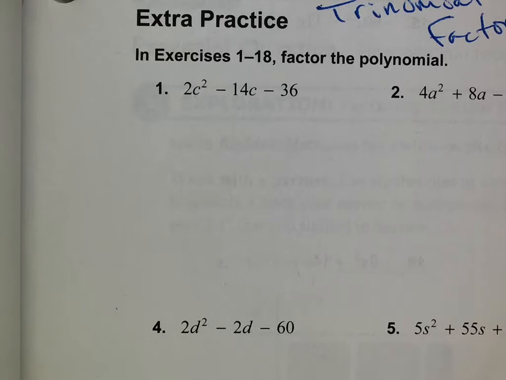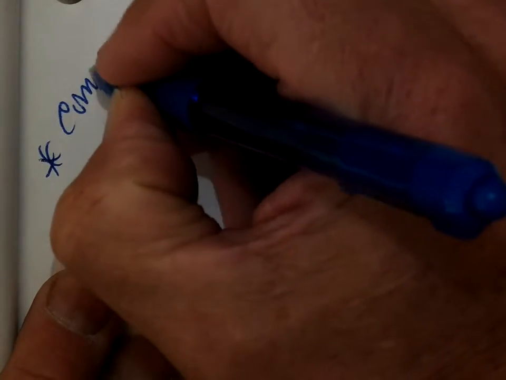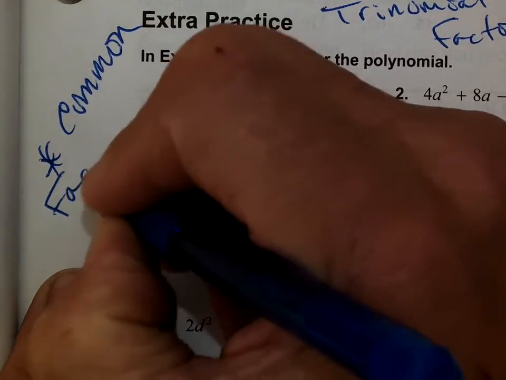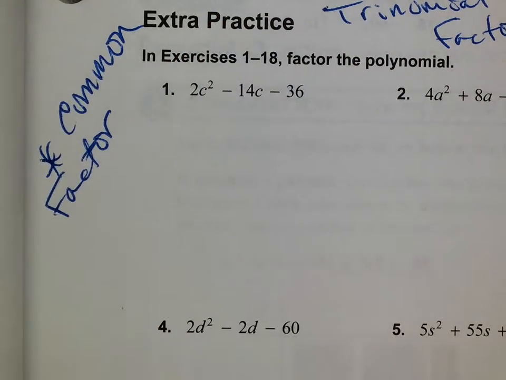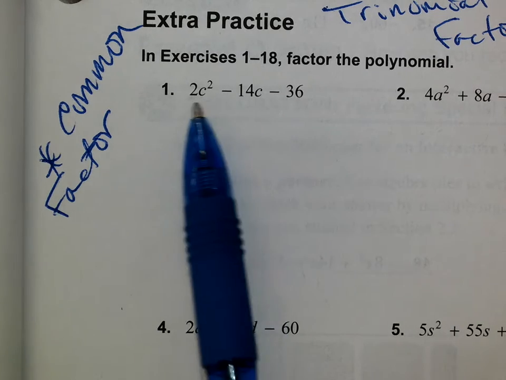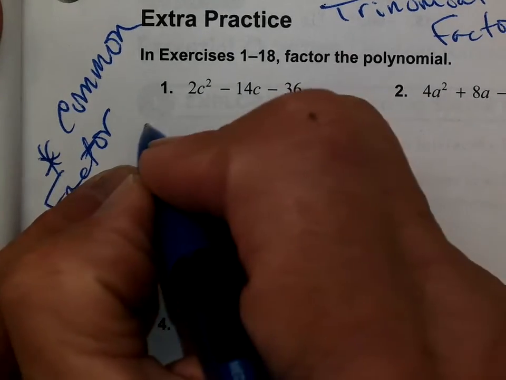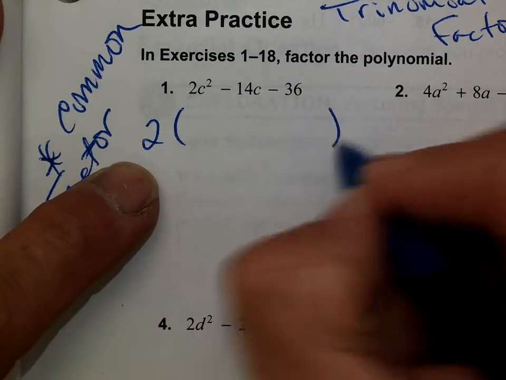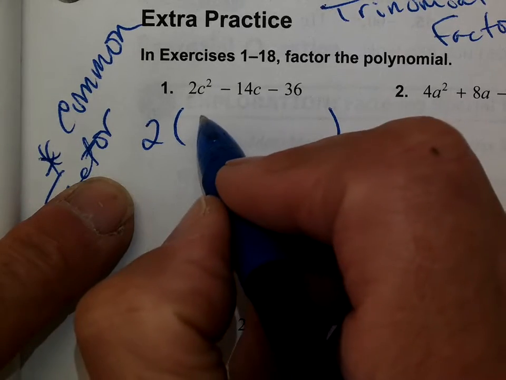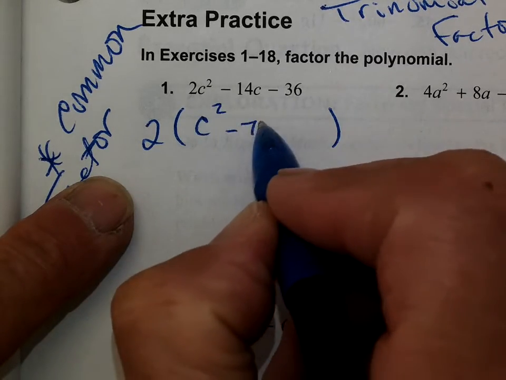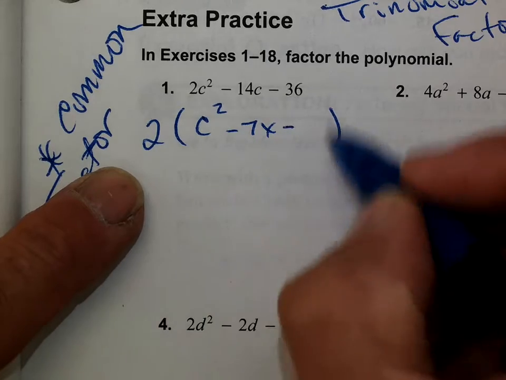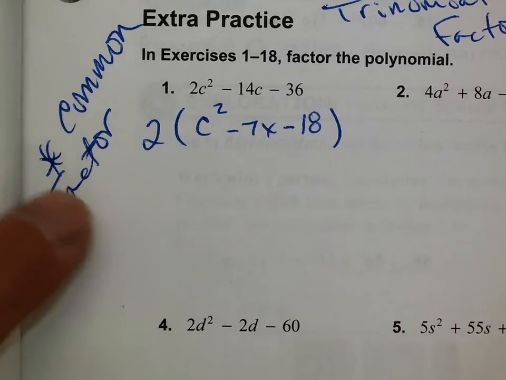So if I take a look at number 1, before you do anything, if you can common factor, always do it. Because if you can common factor out that 2, then you don't have to do this double smiley. So 2 does divide into all 3 terms. So if I common factor out a 2 first, then what I'll wind up with is c squared minus 7c minus 18. Okay, how am I doing?